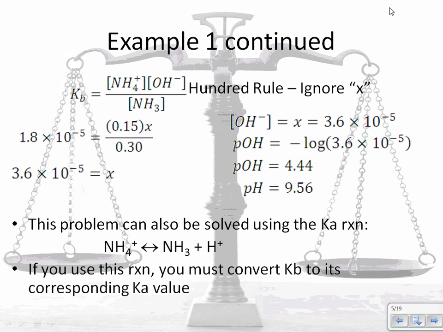So here's how I do it. There is my Kb equation. In this case, I can use my 100 rule, so I can ignore any other value of X, and I get 1.8 times 10 to the negative 5 equals my initial concentrations, basically. In my formula there, I can rearrange the formula and write X. That X is the same as my hydroxide ion concentration, so I can plug it in up there, find the pOH, and from the pOH I can find the pH.